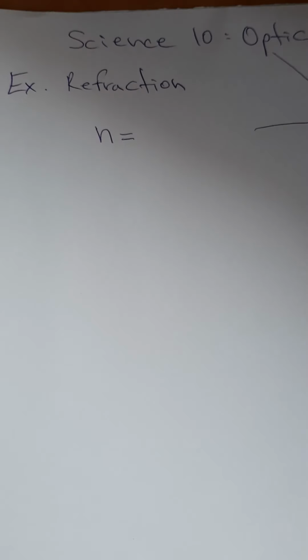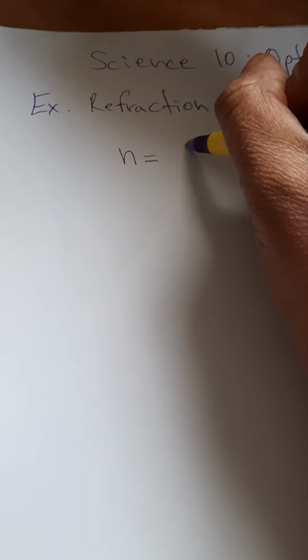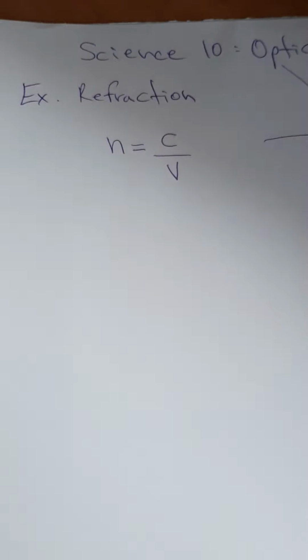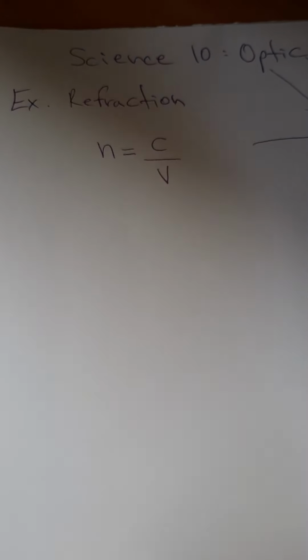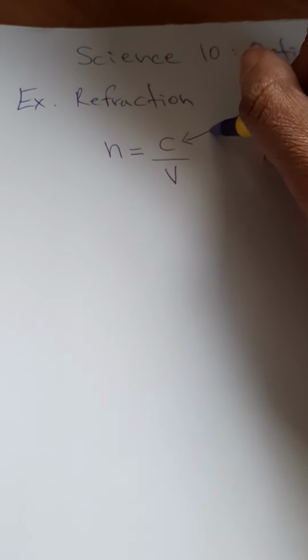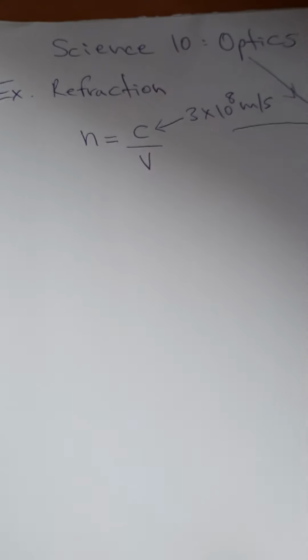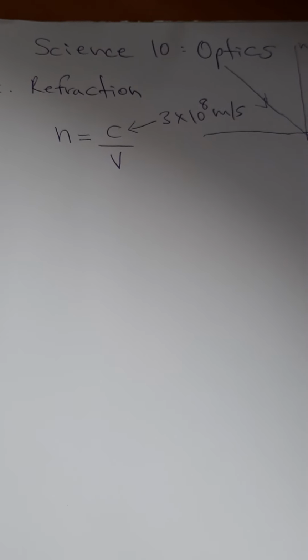All right, so I'm going to write out the equation here. N represents the index of refraction. It's equal to C divided by V. And the value of C here is just the speed of light in air, so it's 3 times 10 to the 8 meters per second.